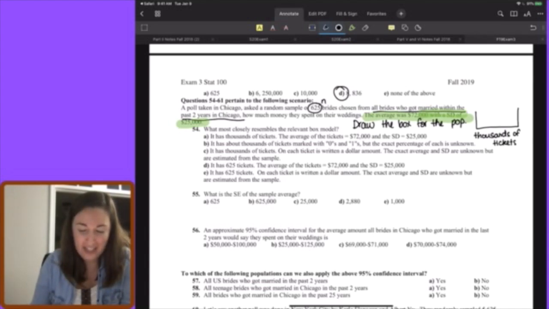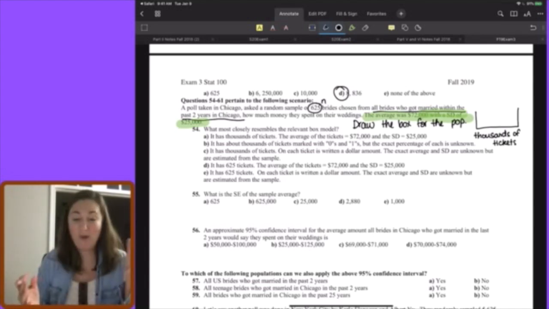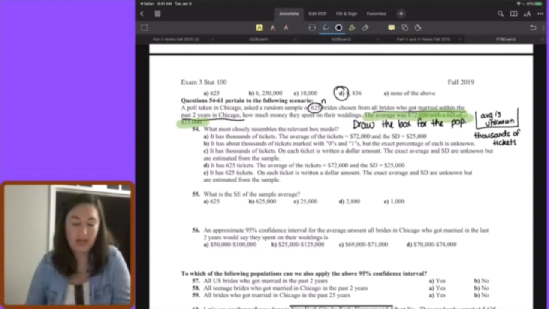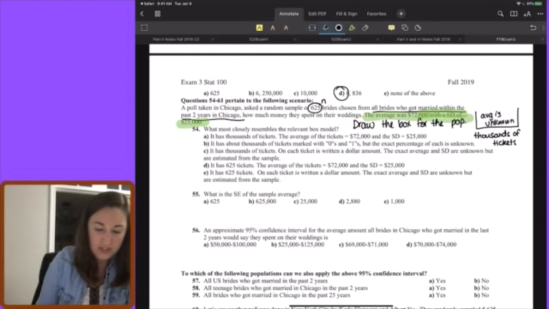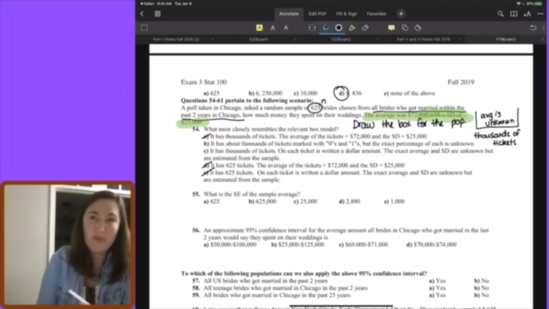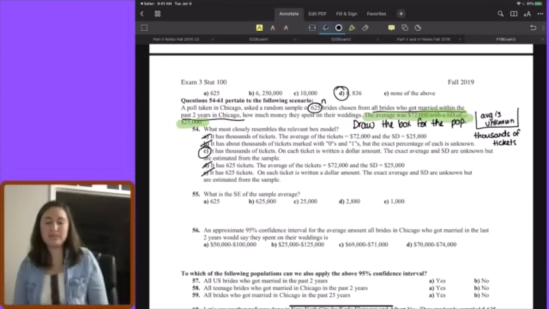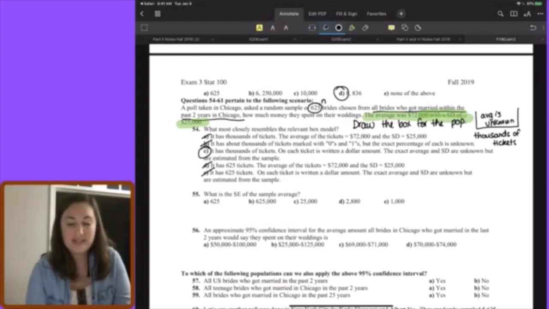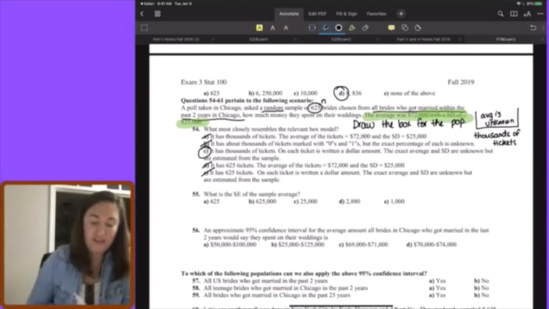Okay, so thousands of tickets, and then what's on the tickets is their amount, right? They answered the question. So I'm going to say the average is unknown, but we can estimate it to be 72,000. So these two I'm going to get rid of because those aren't thousands of tickets. This one says the average we know is exactly 72,000. That's our estimate, but we can't say for sure. This one says ones and zeros. Nah, this isn't a yes or no question. It's got to be C. It has thousands of tickets. On each ticket is a dollar amount, and the exact average and SD are unknown, but estimated from our nice random sample. Random. Thank goodness for that.